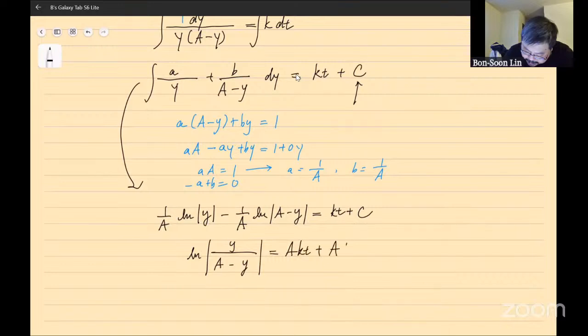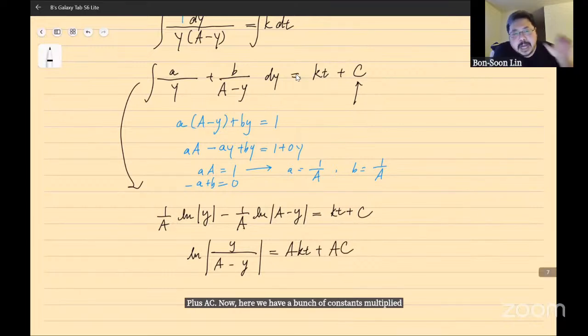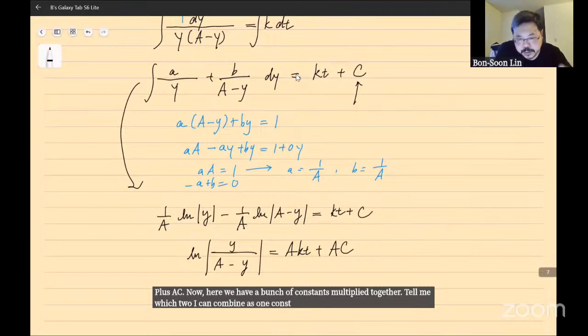plus Ac. Now, here we have a bunch of constants multiplied together. Tell me which two I can combine as one constant and which two I should not combine.